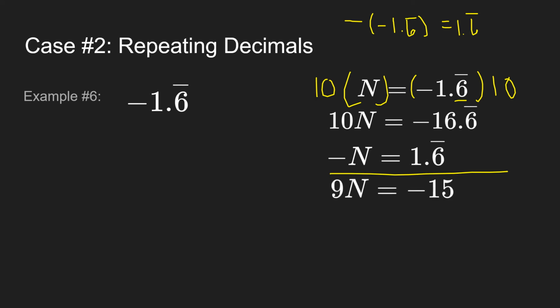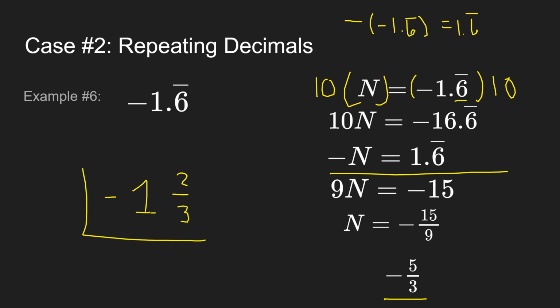And this gives us the equation 9n equals negative 15. And then we can divide both sides by 9 to get n equals negative 15 over 9. And then we can simplify this further for an answer of negative 5/3. But this is an improper fraction, so we need to make this a mixed number. 3 goes into 5 one whole time, so we have negative 1 to the left of the fraction. And we have 2 left over, and so this gives us a mixed number of negative 1 2/3 as our final answer.